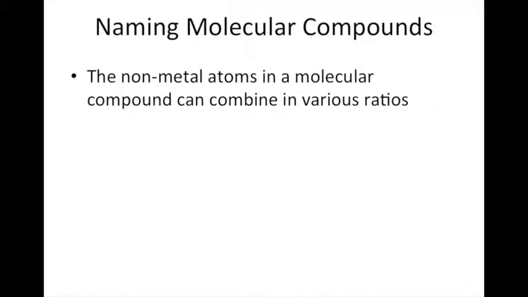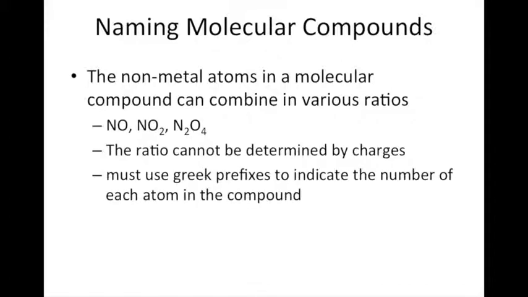The thing about nonmetals is that they can combine at various ratios, unlike ionic compounds, which combine in very fixed ratios. For example, nitrogen and oxygen can form a number of stable compounds. One nitrogen can combine with one oxygen, one nitrogen with two oxygens, two nitrogens with four oxygens. And so we can't determine the ratio that they combine based on charges like we can with ionic compounds because, again, these are neutral atoms. They haven't gained or lost electrons.